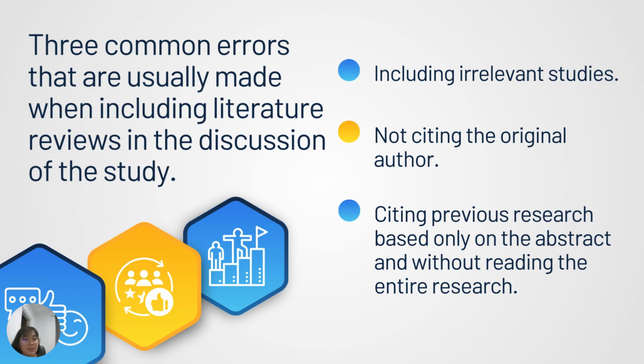So there are 3 common errors that are usually made when including literature reviews in the discussion of the study. So number 1, of course, including irrelevant studies. So as much as possible, the same main variables, the same research design, and lapit-lapit dapat na respondents. So if you are afraid that it will be a duplication, then we can still edit or we can still revise what you have already decided on your research because that's the purpose of literature review, diba?